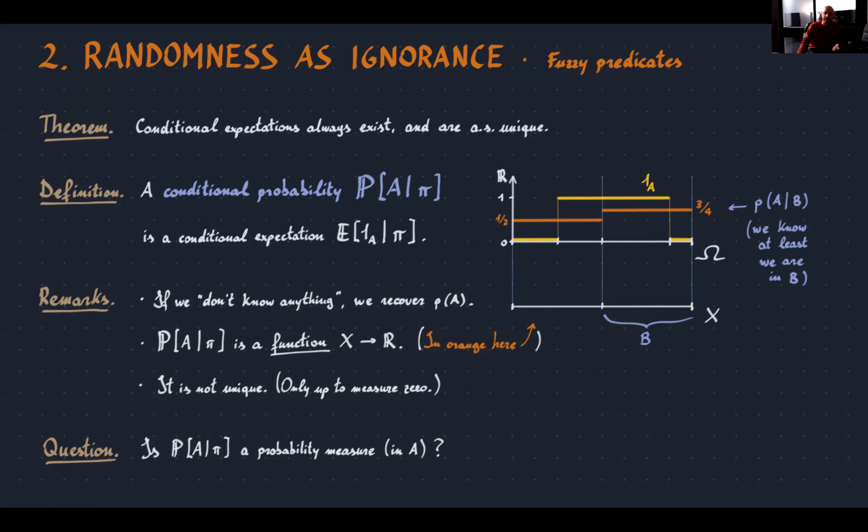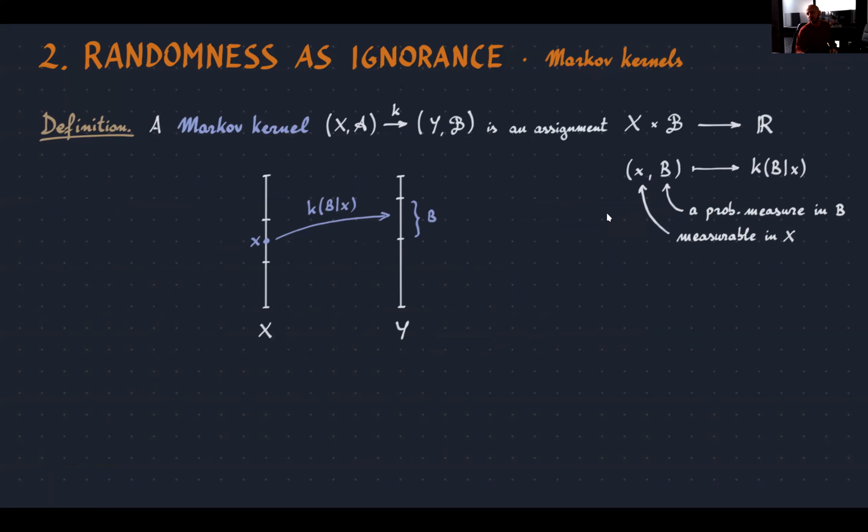Okay, so is that a probability measure in A? A probability measure in a variable A is called a Markov kernel, which is an assignment that takes a point x of X and a set, like Tim said, and which is basically a random variable in this variable and a probability measure in this other variable. So it's measurable here and a probability measure here.